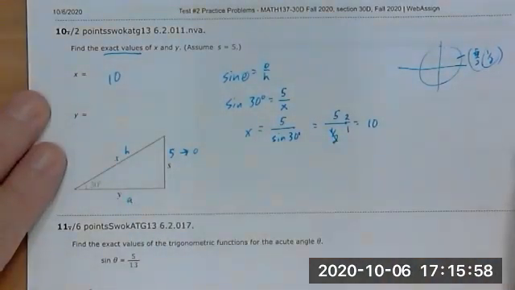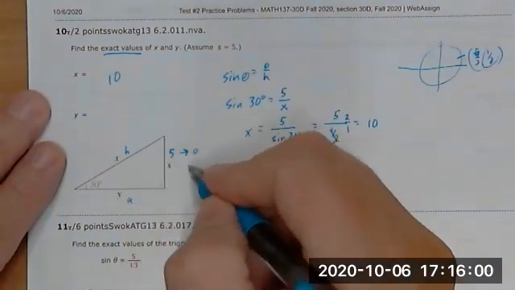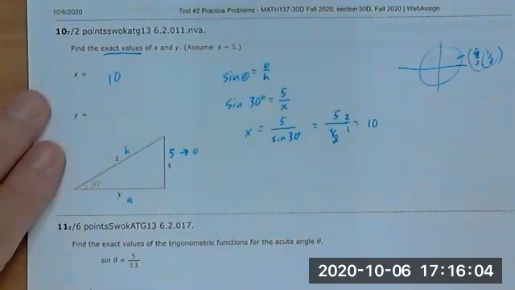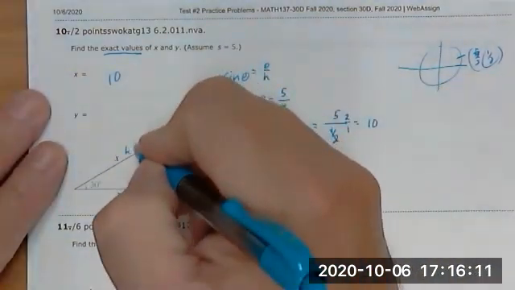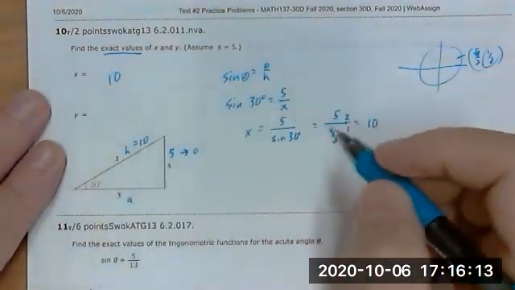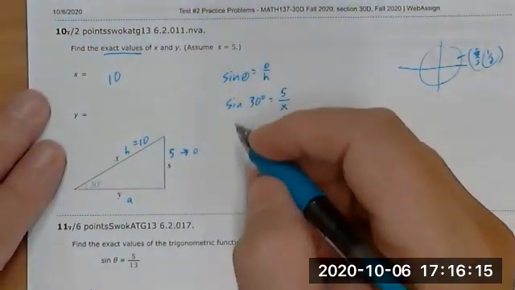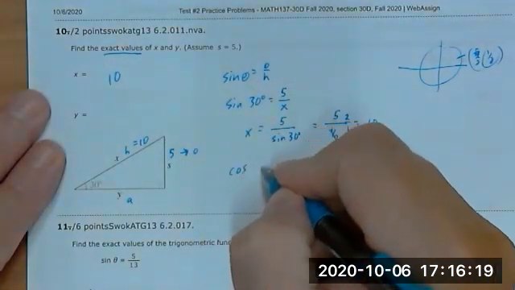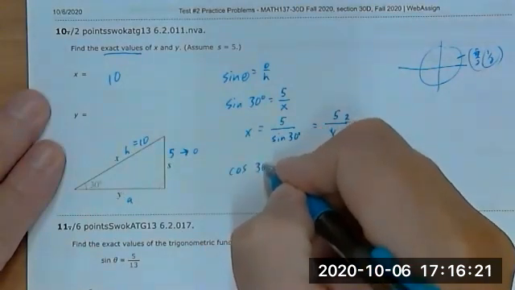What about y? Y is the adjacent side. Opposite over adjacent. Now here I have a choice. Since I know the hypotenuse is 10, I could also do cosine. I guess I prefer cosine rather than tangent. I'll just do cosine. But you could have done tangent, doesn't matter.